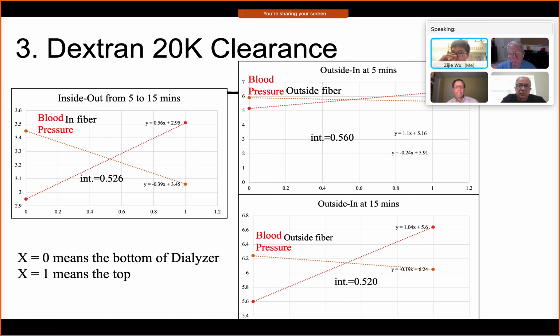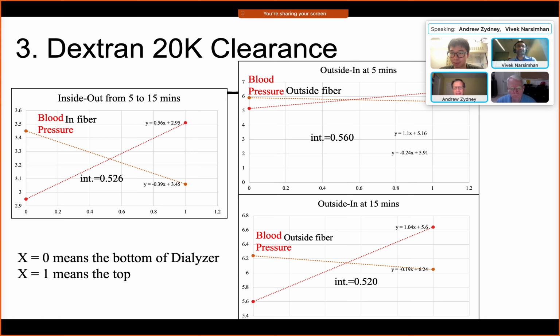Are there any questions from the NovaFlux side about the pressure drops? I mean, it does change a little bit, it looks like, outside-in, but this could be error, right? I mean, it's like 0.56 to 0.52. Yeah, that's probably just experimental error. That would be my guess as well.